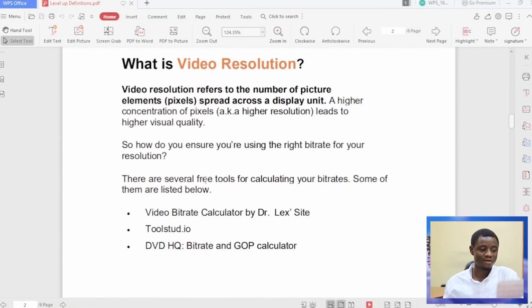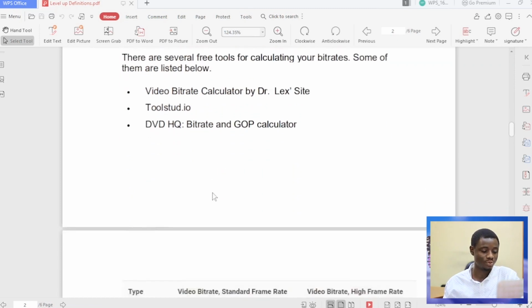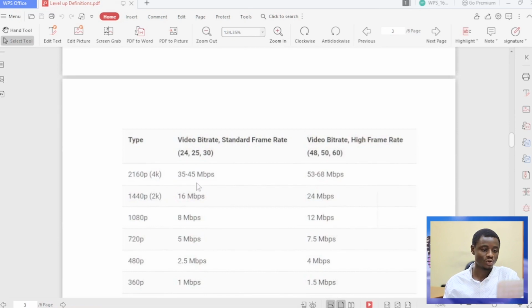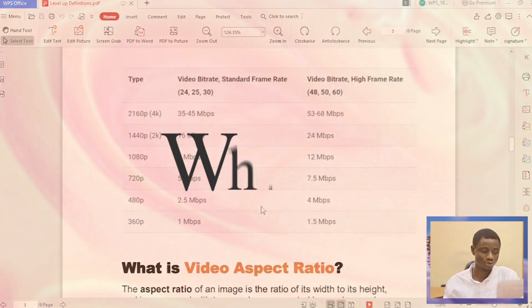There are several free tools for calculating your bit rates. These are some sites that can help you. We talked earlier about bit rates, and maybe you are confused: what bit rate can I use so that I won't affect my quality? These sites are there to help you, so you can look through them later.